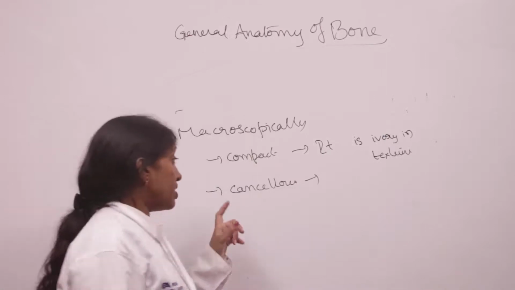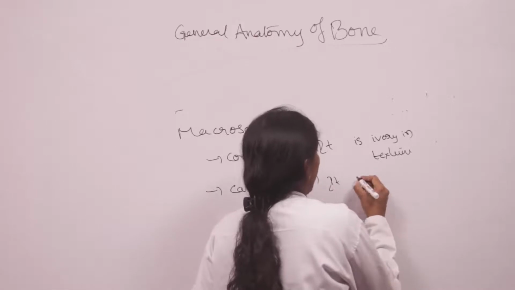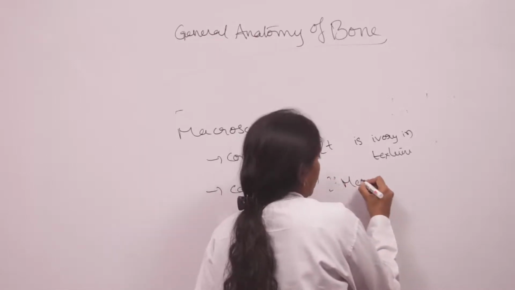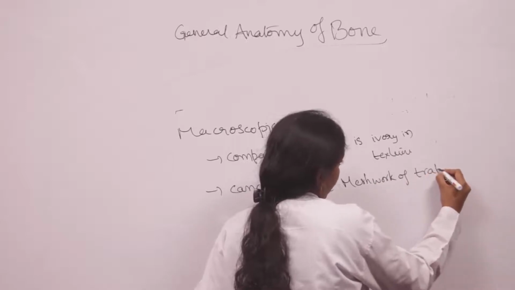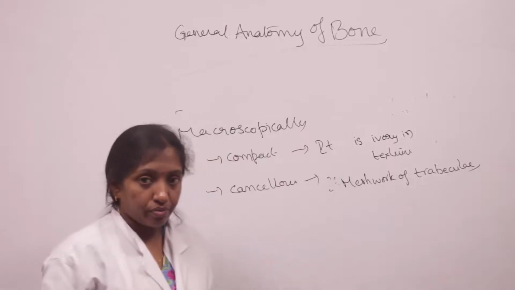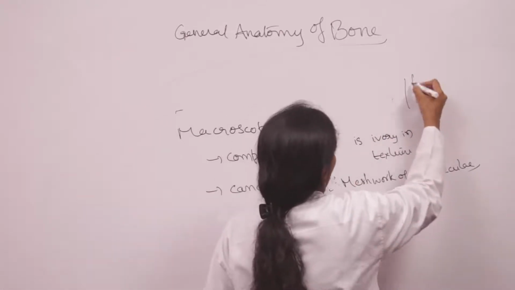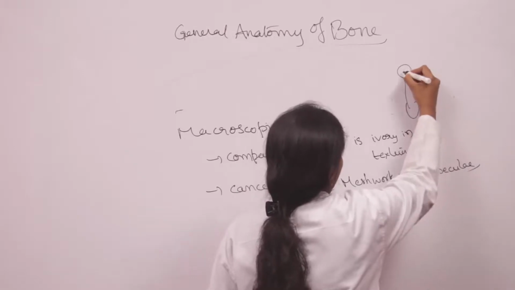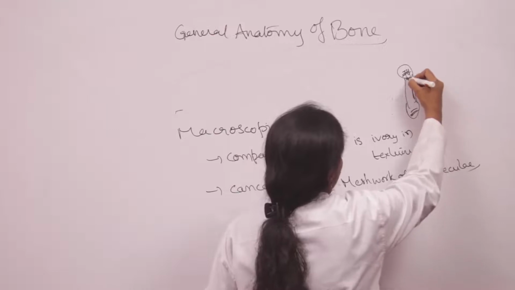And cancellous bone is open in texture, and it is made up of a meshwork of trabeculae. The cancellous bone can be seen on the two ends of the bone. We know that the bone has two ends, upper end and lower end, so the cancellous bone can be seen here and the compact bone can be seen here. Okay.